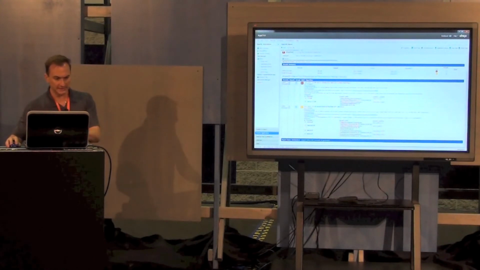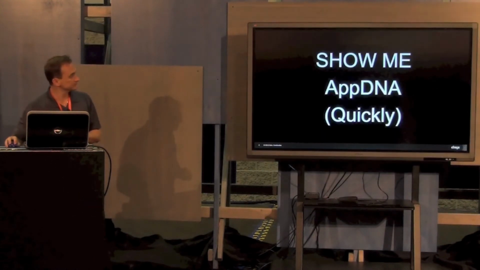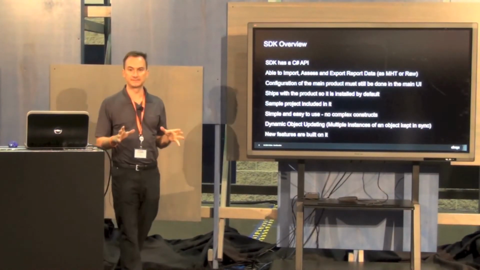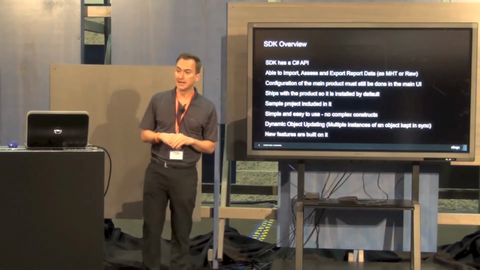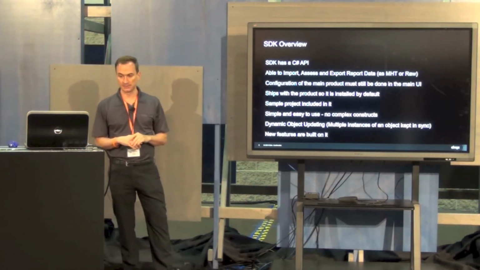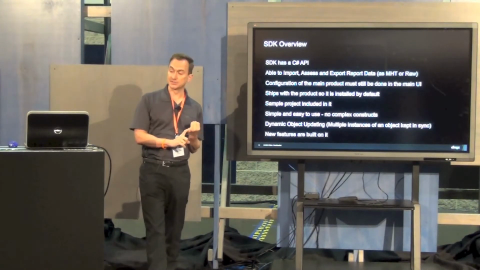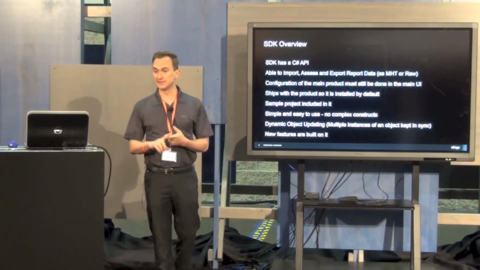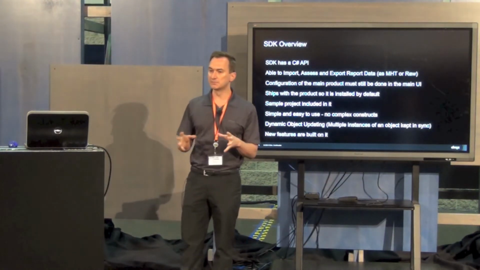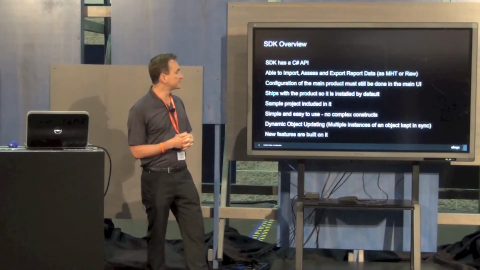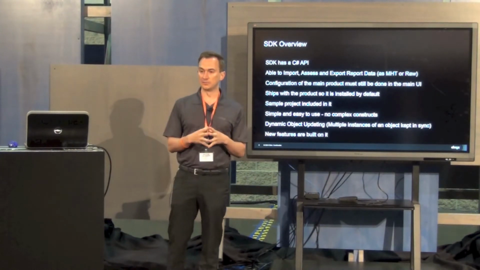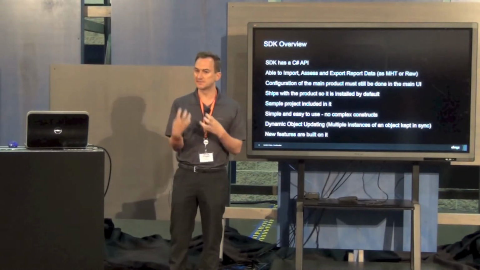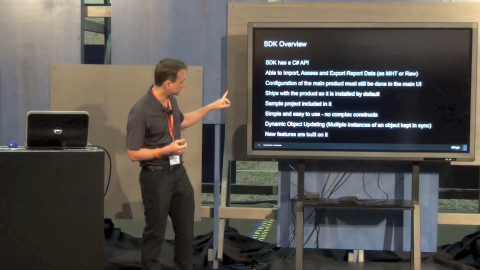So what can we do with the SDK? So let's establish some of the basics first. The SDK is built on C#. You're able to import applications, assess, and export report data. Now you can either do this in MHT format, which is a transferable format, or you can do it in a raw format, which is basically getting access to the red, amber, green status or specific algorithm triggers.